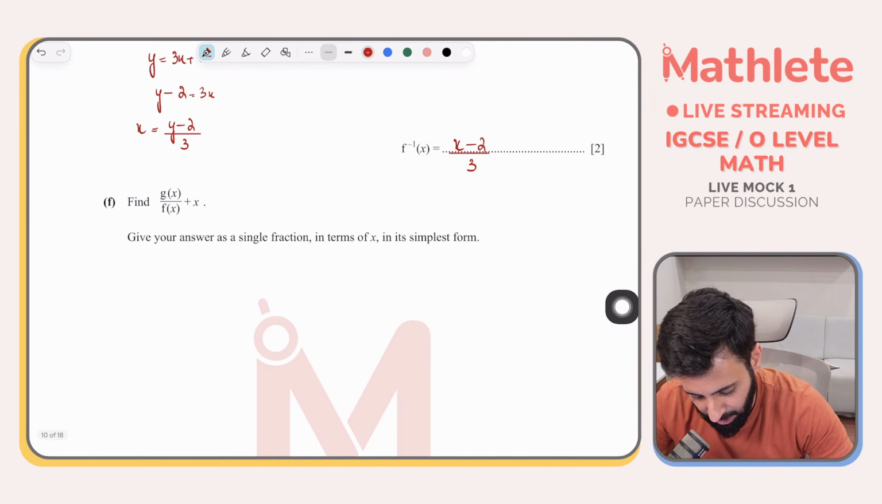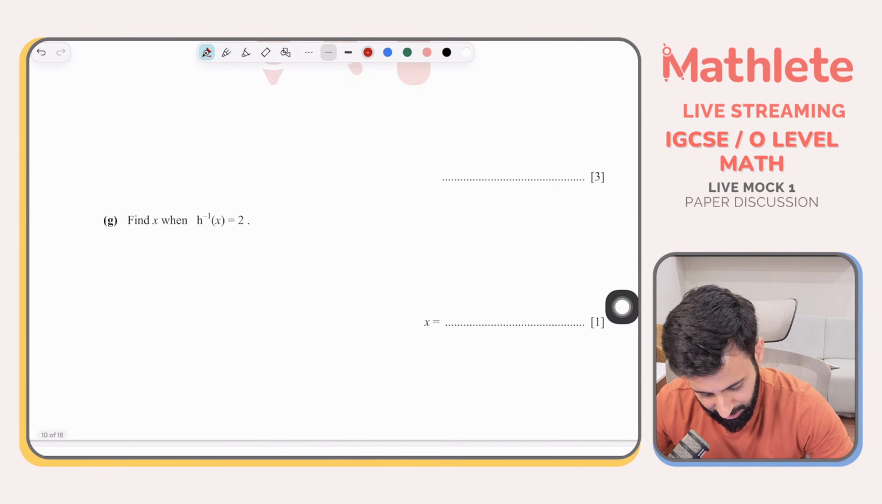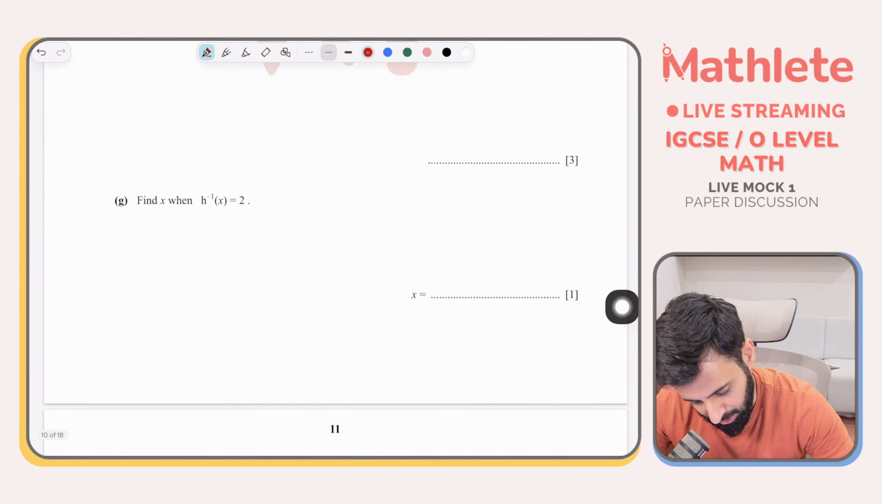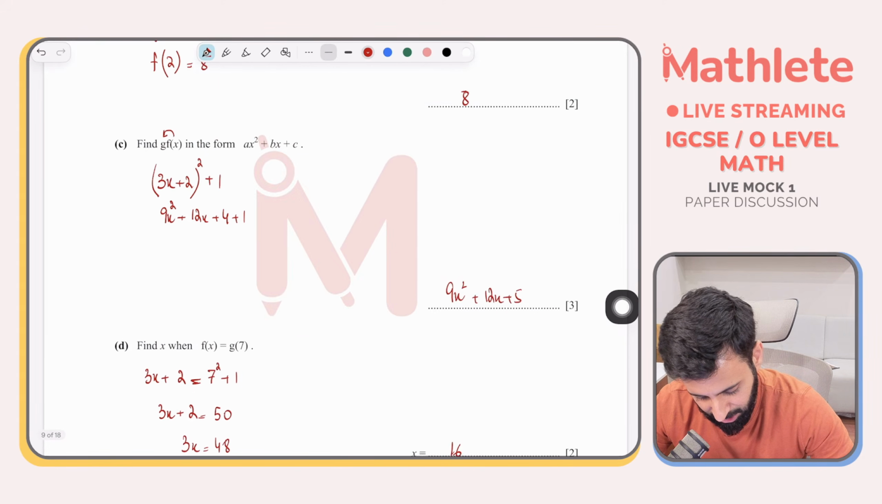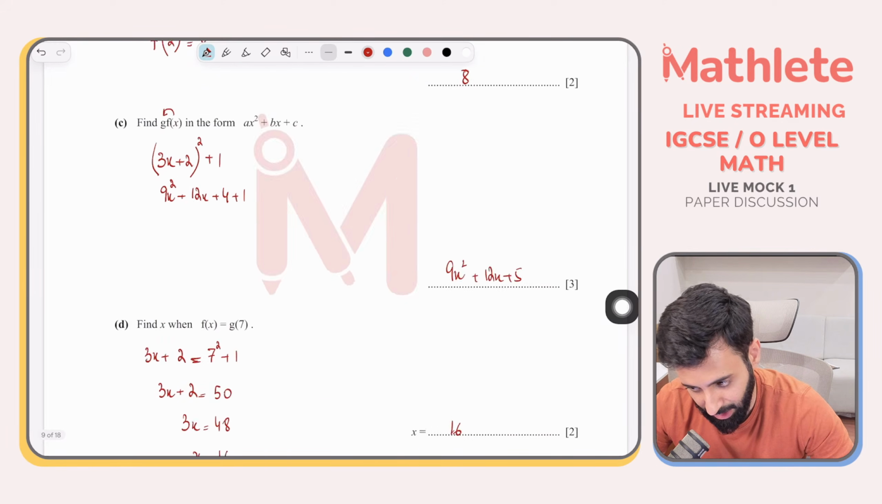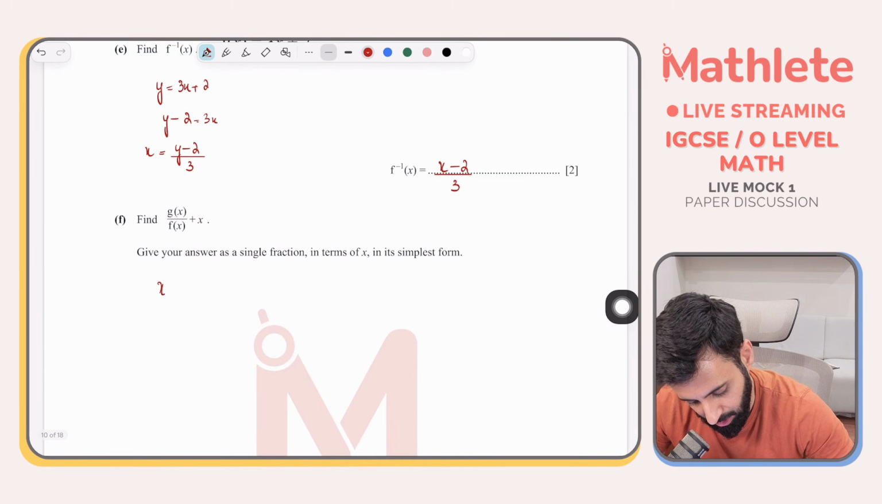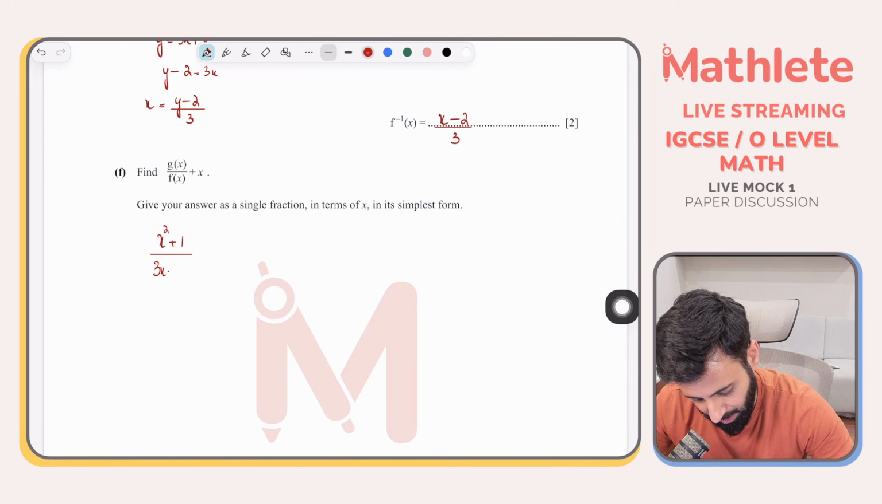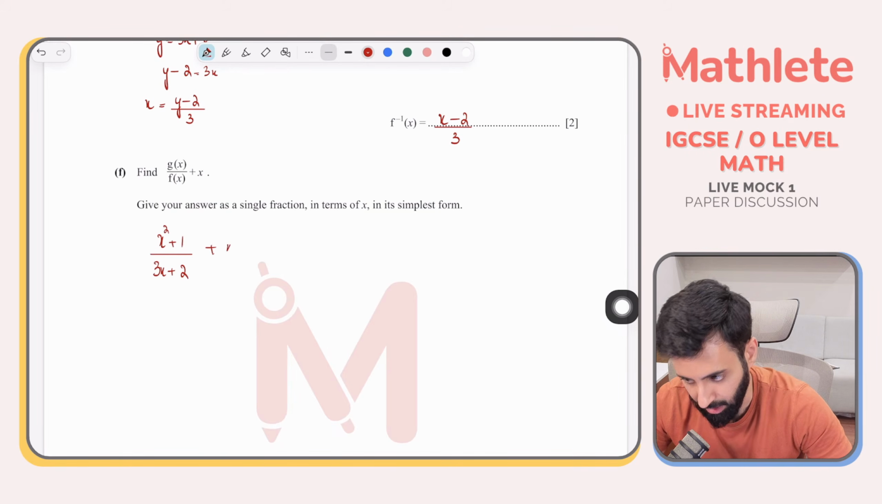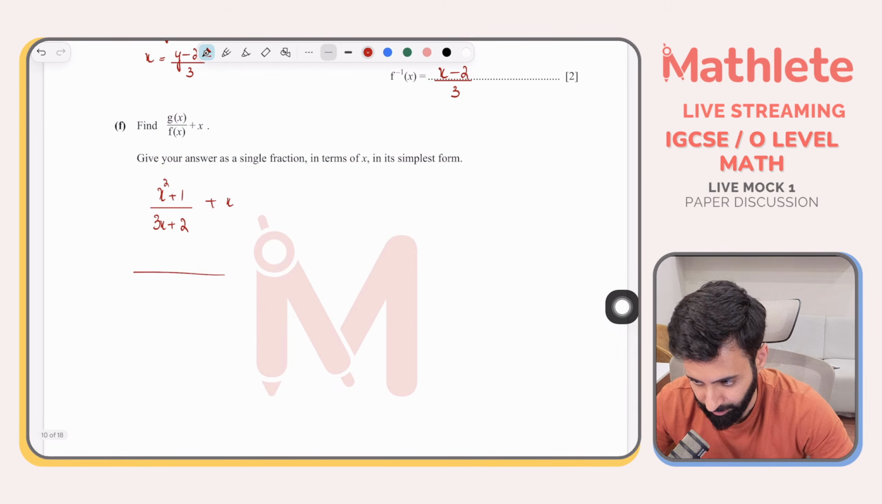g of x upon f of x plus x. Give your answer. Okay. g of x upon f of x plus x. So g of x is x squared plus 1. x squared plus 1 upon f of x, that is 3x plus 2, plus x.